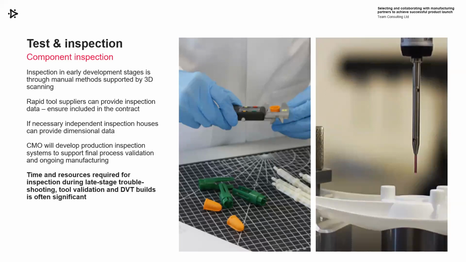The CMO will develop production inspection systems to support that final process validation and ongoing manufacturing. And don't underestimate the time and resources required for inspection. For example, during late stage troubleshooting and DVT builds, it's often significant and is often underestimated.